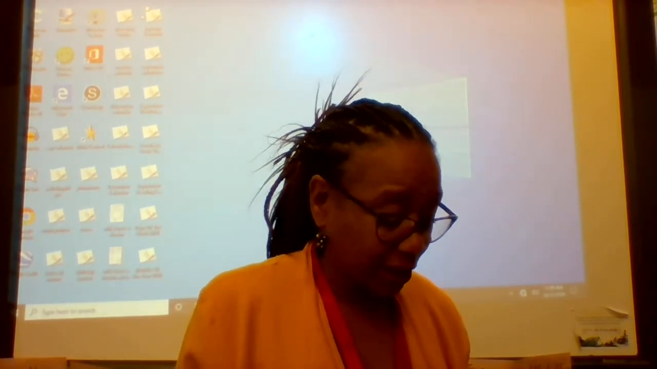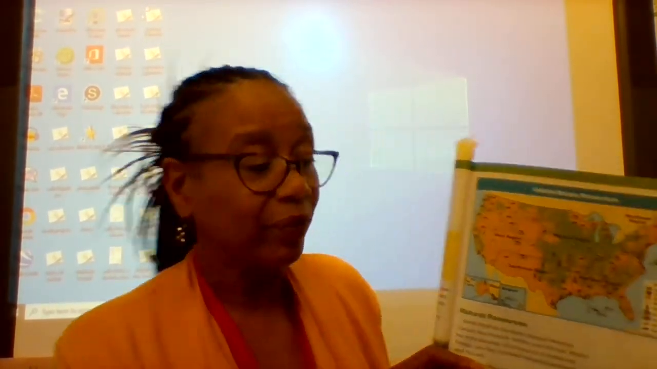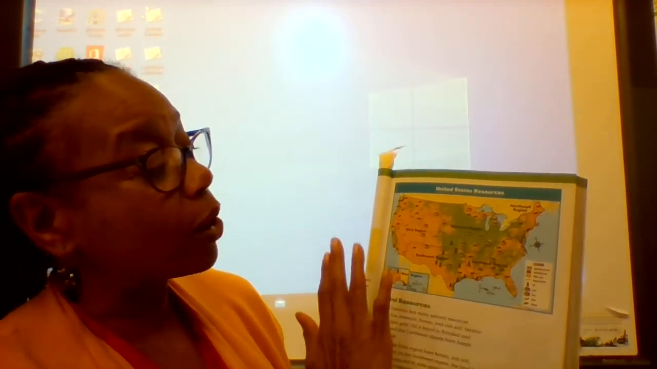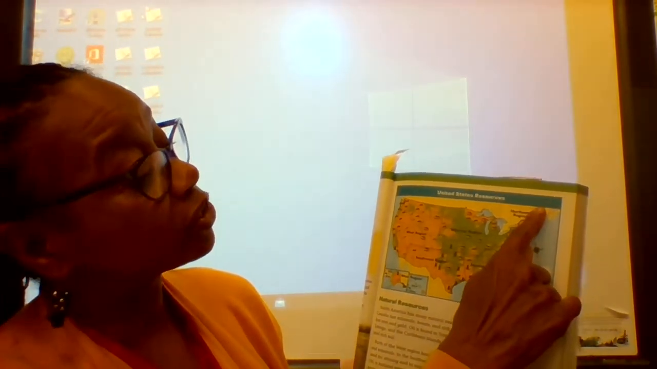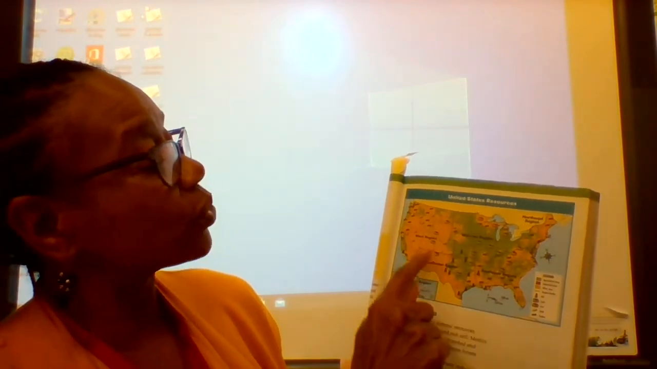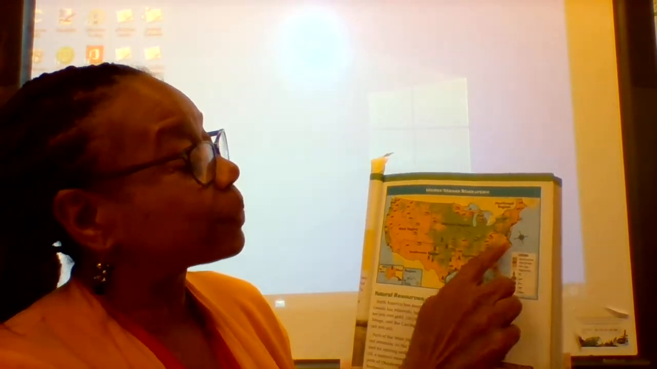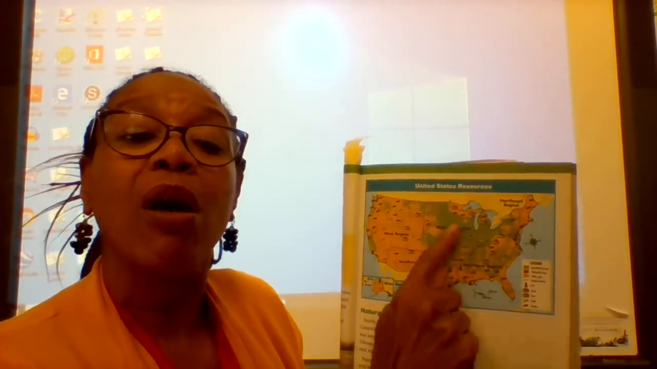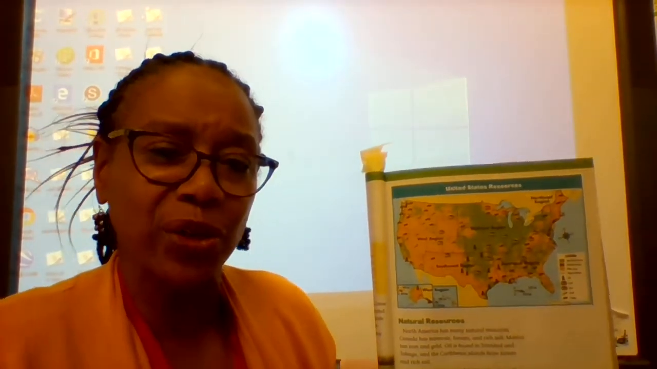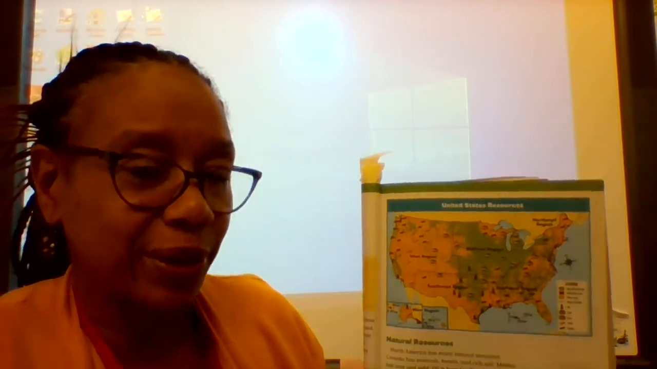We talked a little bit about that in our social studies lesson the other day. We looked at the United States map and we looked at our regions. We have the Northeast region, the Southeast, Midwest, Southwest, and our western region of the United States. We talked about this area here, all the green, is considered agriculture. Those are where you can farm. It's really good farming soil and dirt.